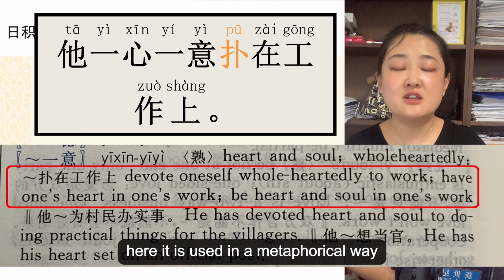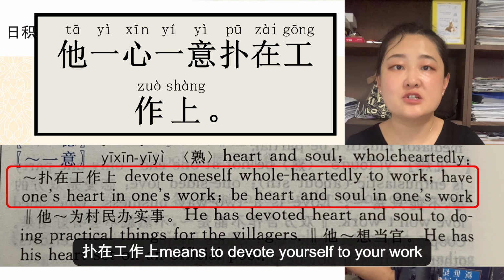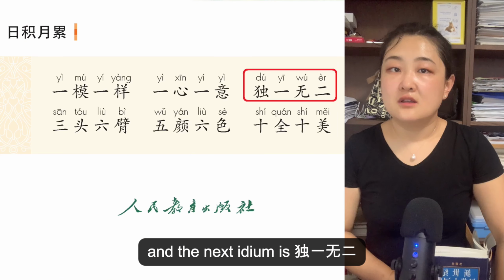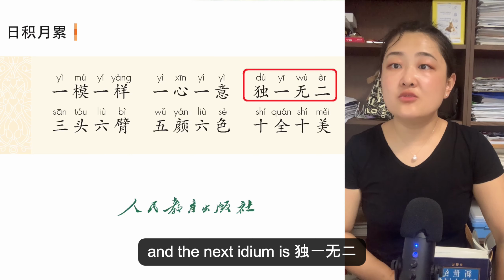Here it is used in a metaphorical way. 扑在工作上 means to devote yourself to your work. And 一心一意 means he devotes himself to his work wholeheartedly. And the next idiom is 独一无二.